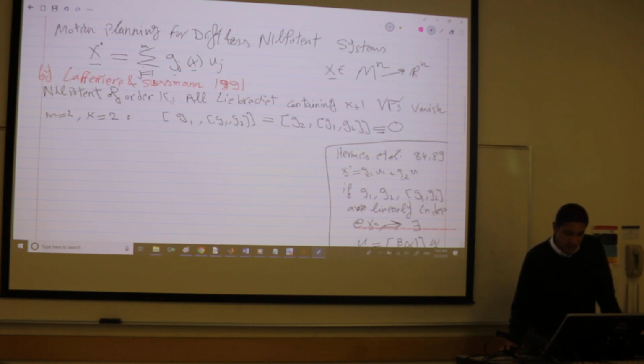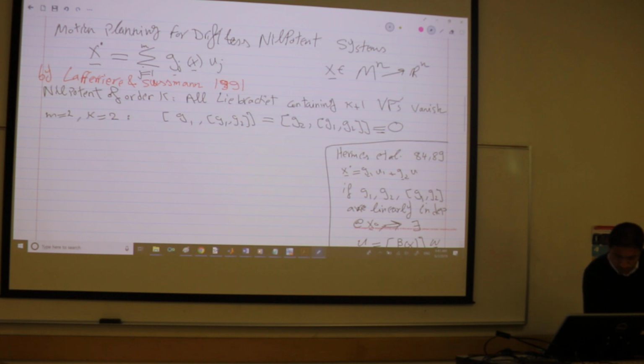At any rate, let's focus on nilpotent systems and see how we can do the motion planning here. Any questions so far? Any questions? So, remember our Lie infinity of the set of vector fields. Now they are exactly equal to the Lie up to k, because all k plus 1 vanish. Right?